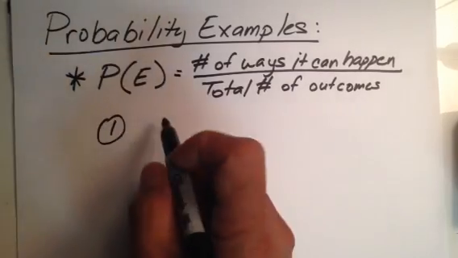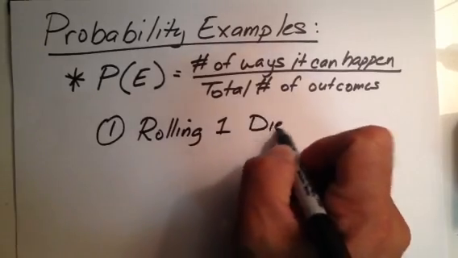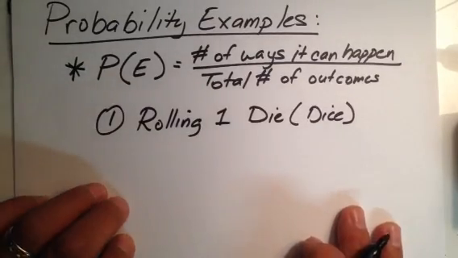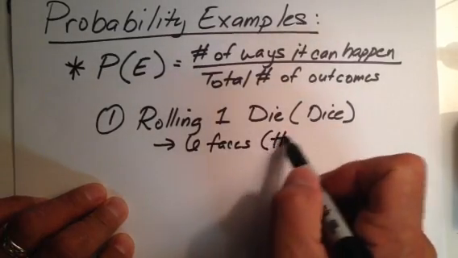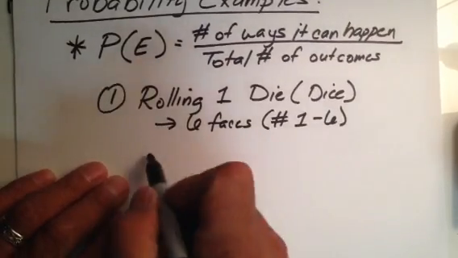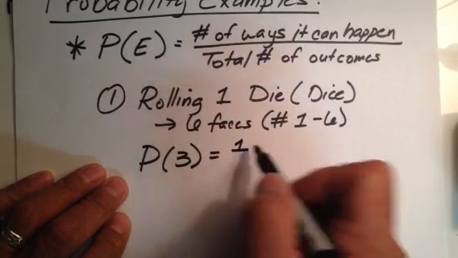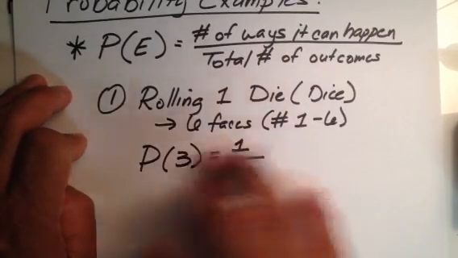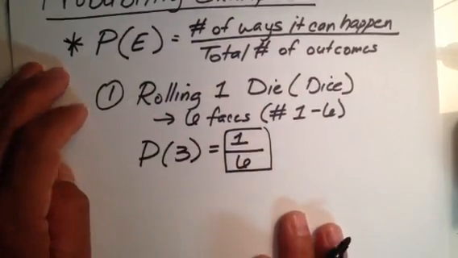Now, the first one I want to go over is rolling just one die. That means that's singular for dice. On a die, there are 6 faces, and on those 6 faces, they're numbered 1 through 6. Now, if I asked you what is the probability of rolling a 3, well, there's only 1 3 on the die, and there's 6 total number of likely outcomes because there's 6 faces. So your answer for probability of rolling a 3 is 1 out of 6. Can't be simplified, so that's your answer.